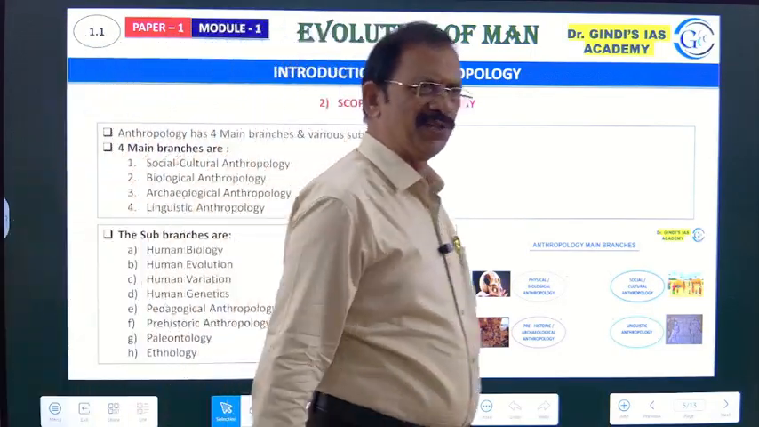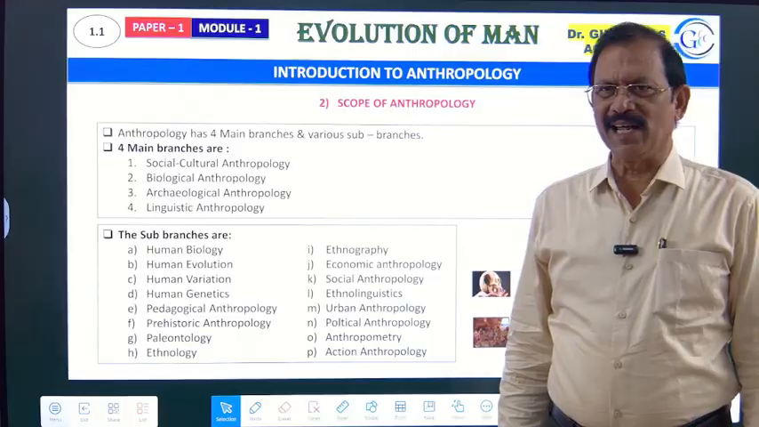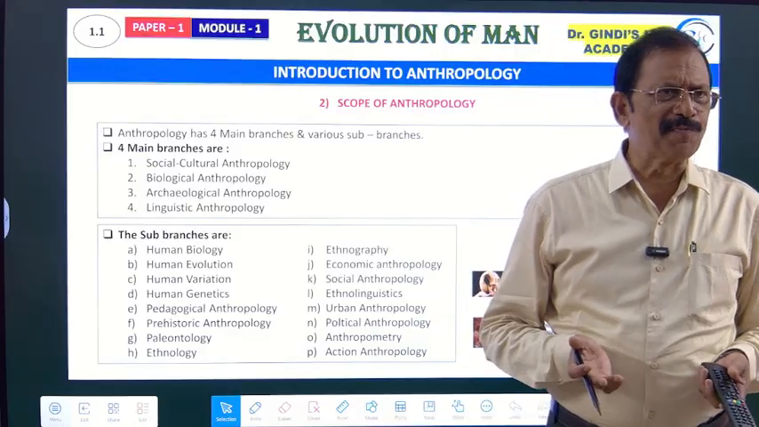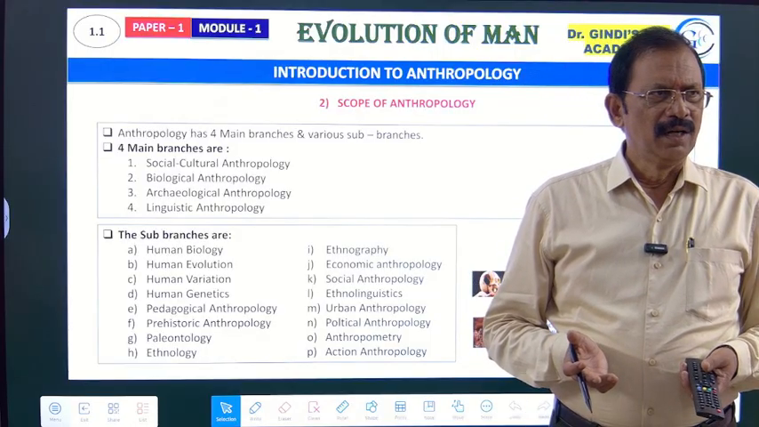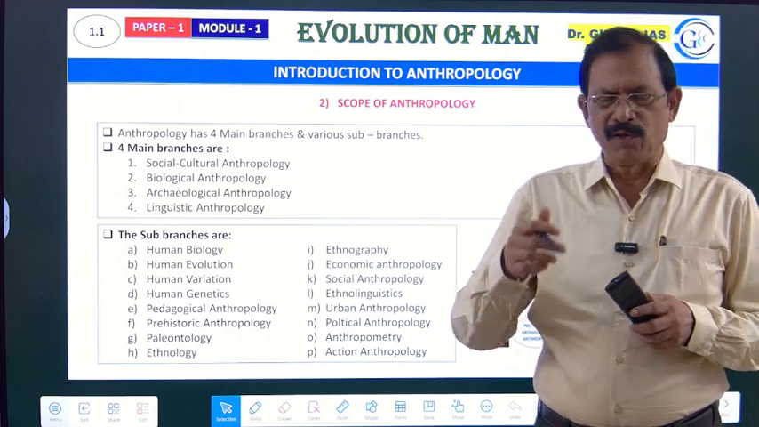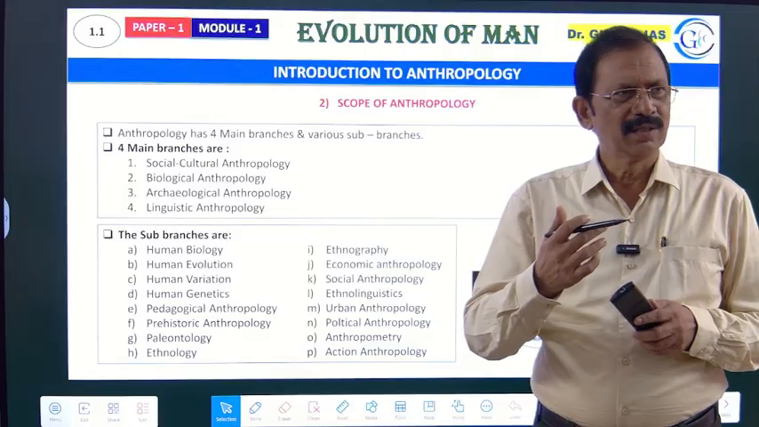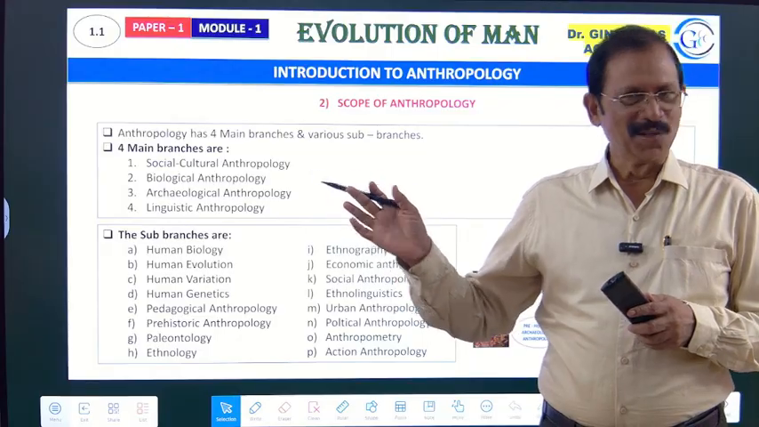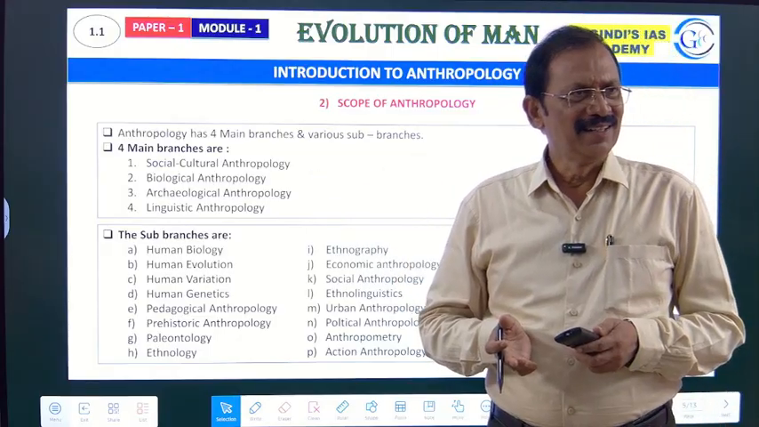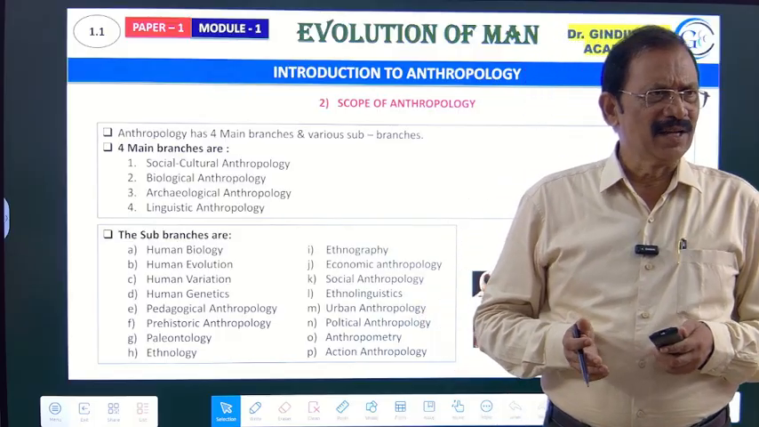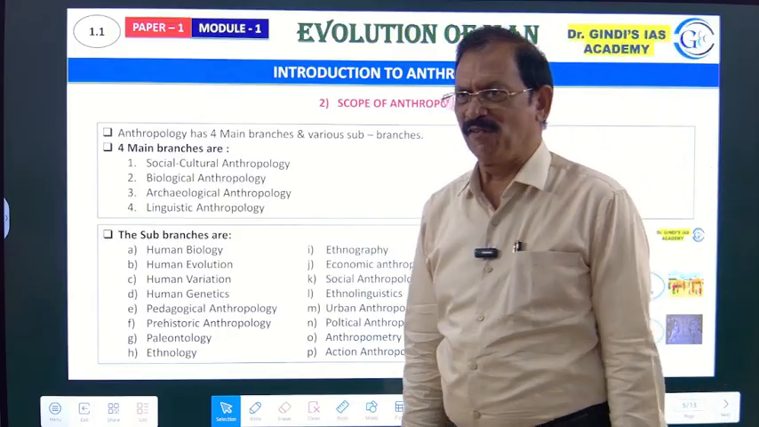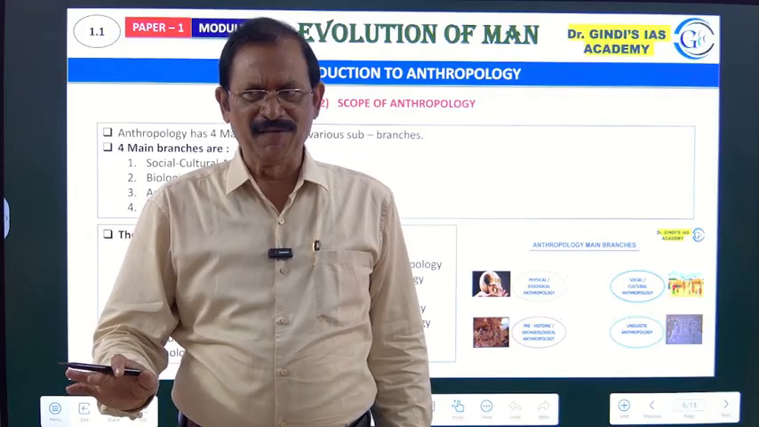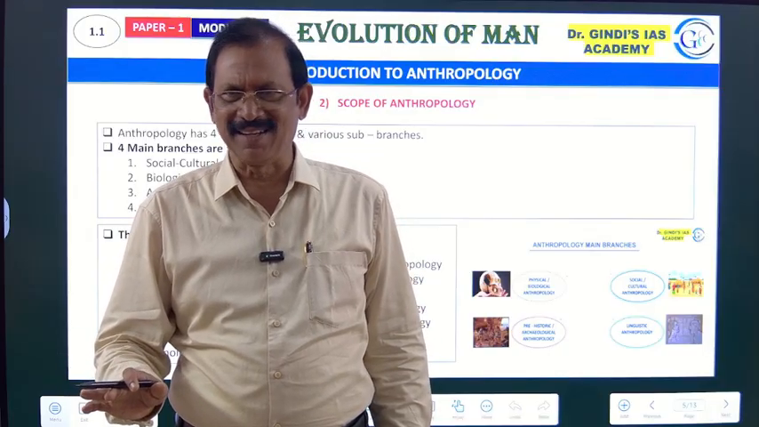Socio-cultural anthropology. If you study marriage, what are the various types of marriages? What is the basic reason for giving or getting dowry? I am not supporting it here, we are just going to discuss it. What are the various types of cultures? Not only marriage; after marriage, definitely you will have a family. So what are the various types of families?